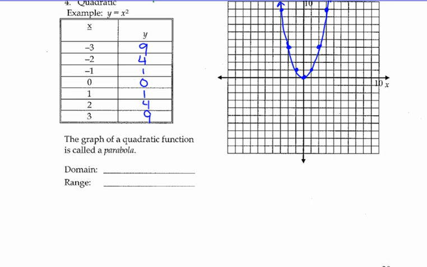Okay? Now, first thing I want to talk to you about is that all quadratics or degree 2s are called parabolas. Another name for them is a parabola. Parabolas always make this shape, either up or down or sideways, right? This is the U shape.